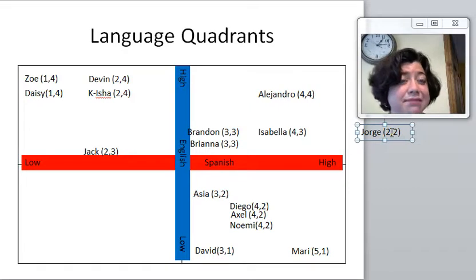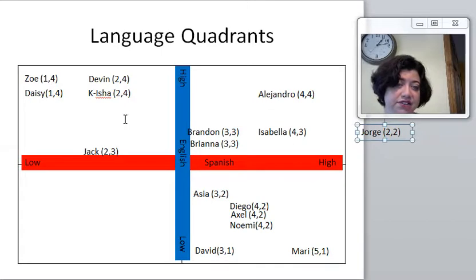So I need to find somebody that has less proficiency when compared to monolingual speakers in either English or Spanish. So my choices are Zoe, who has lower proficiency in Spanish, Daisy, who has lower proficiency in Spanish, David, who has lower proficiency in English, and Mari, who has lower proficiency in English. And it doesn't really matter.